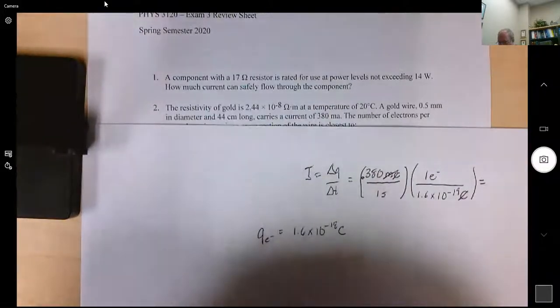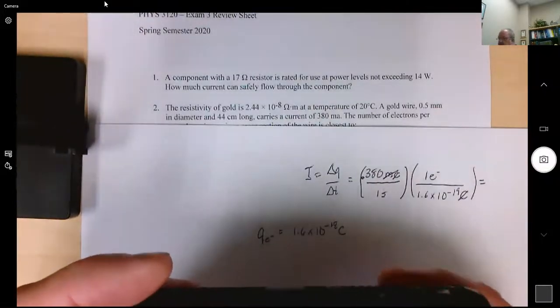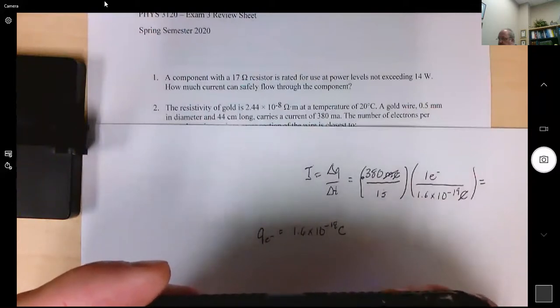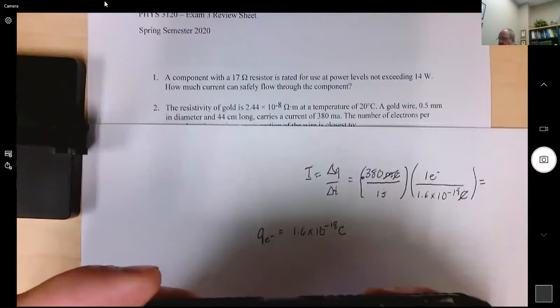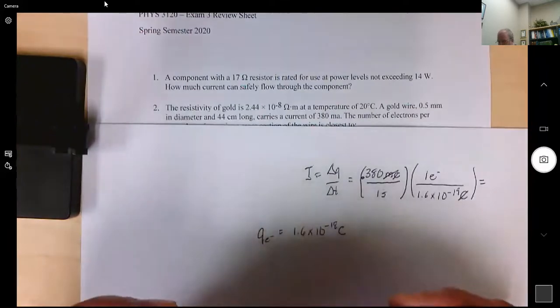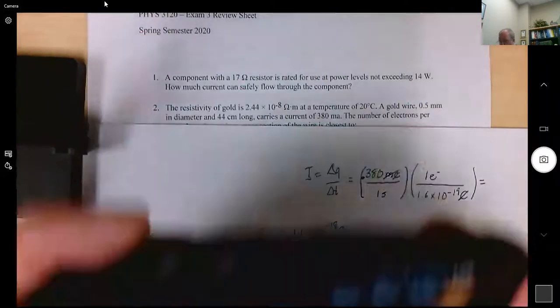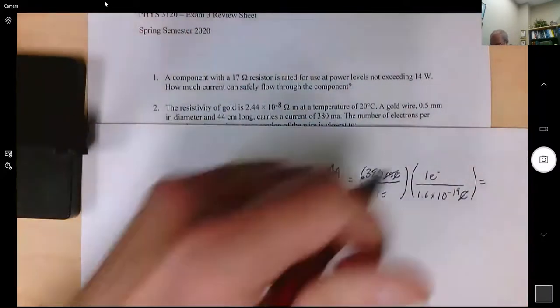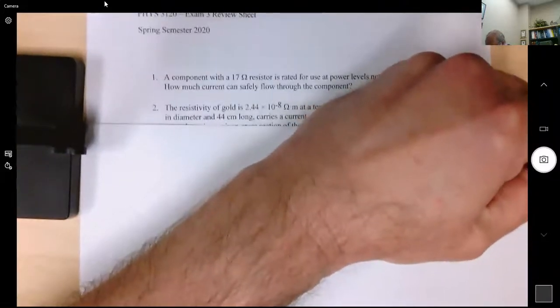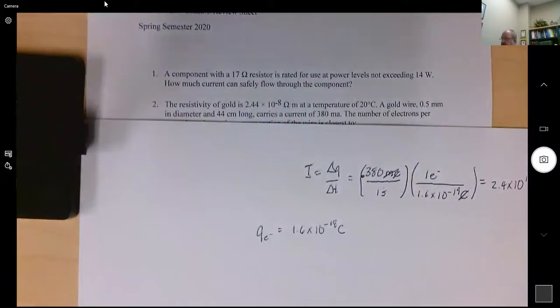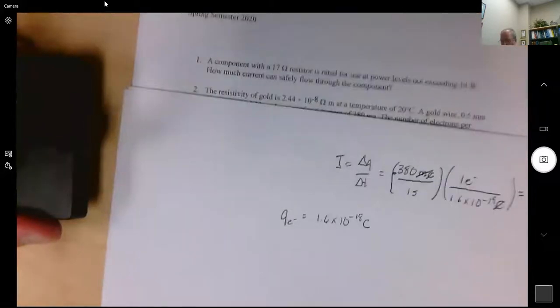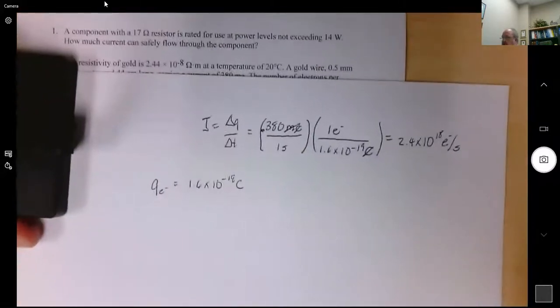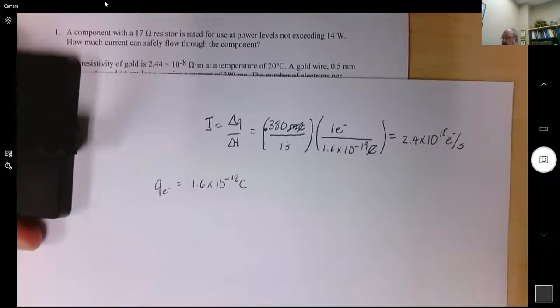Okay, so we have 0.380 milliamperes, which is actually 0.380 amperes, which is 0.380 coulombs per second divided by 1.6 times 10 to the negative 19th. And that gives me 2.4 times 10 to the 18th electrons per second. Okay, so I just described that like that. And that is my answer.